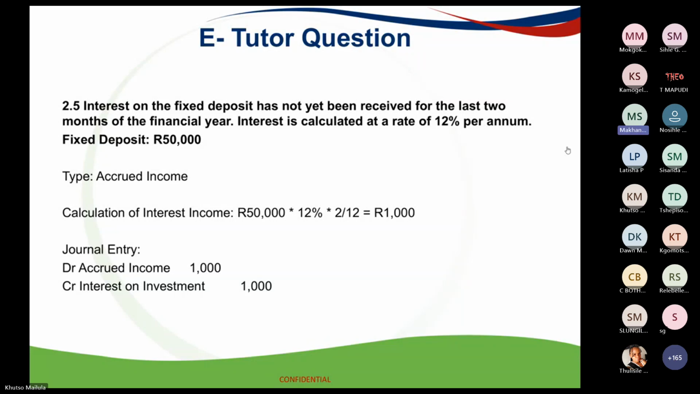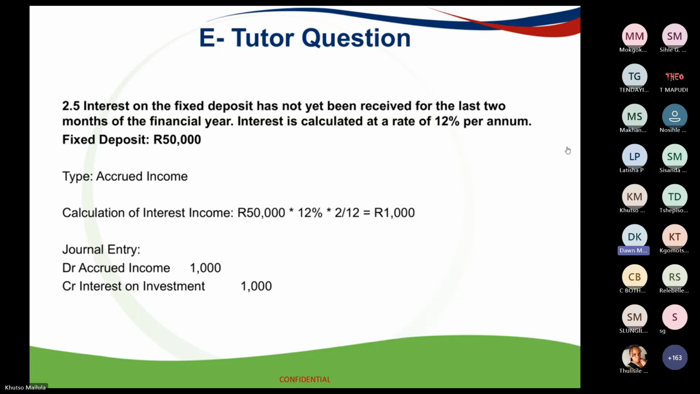Okay, so remember, if it's interest income, it's the money that we are going to get. So interest income is a credit. For us, accrued income is an asset account. Hence, we debit the accrued income with 1,000 rand, and then we credit interest on investment, because that's the interest that we're supposed to get, which is the income, which will then be a credit.